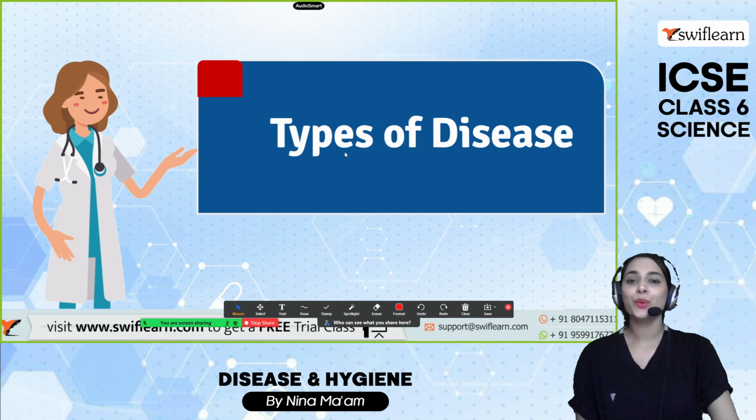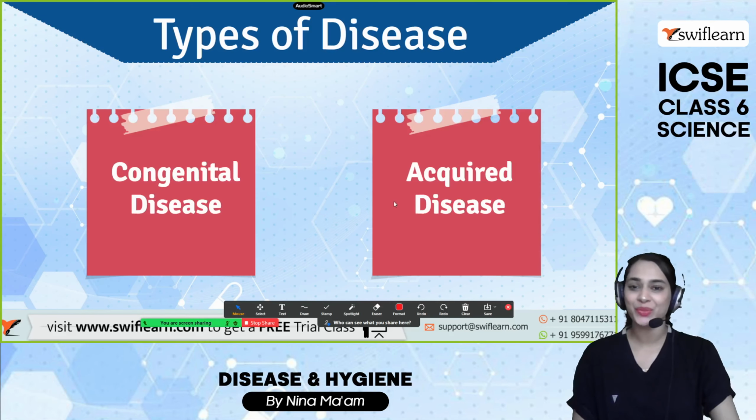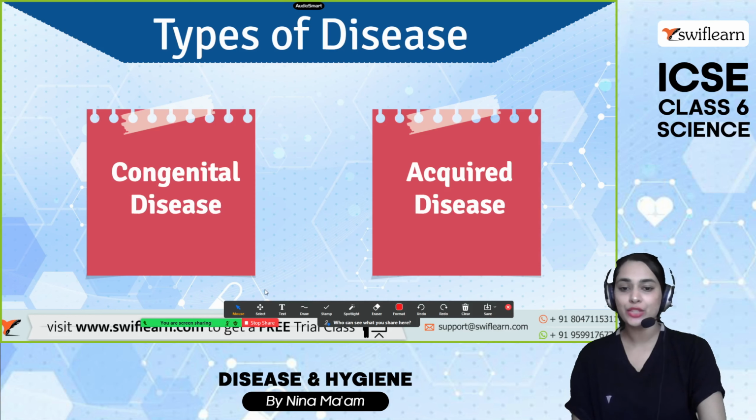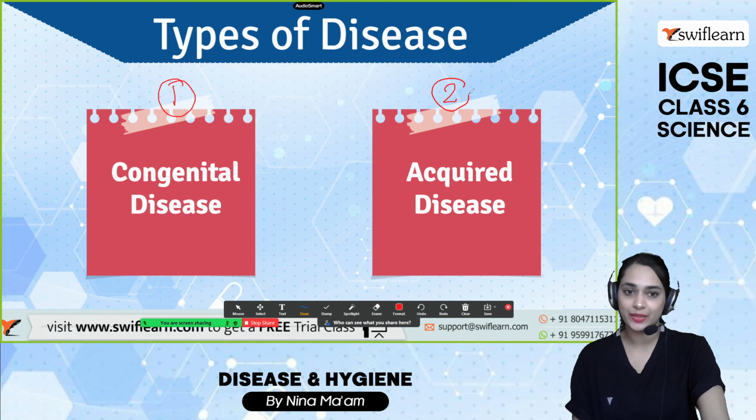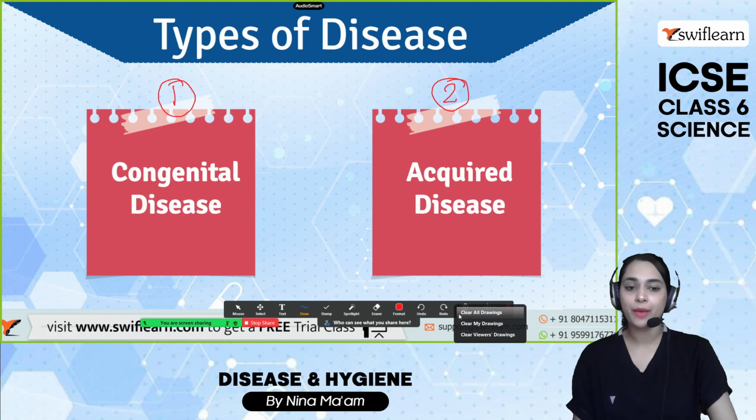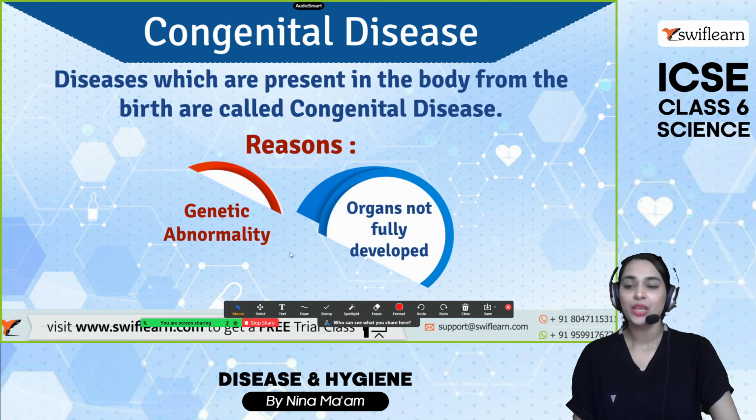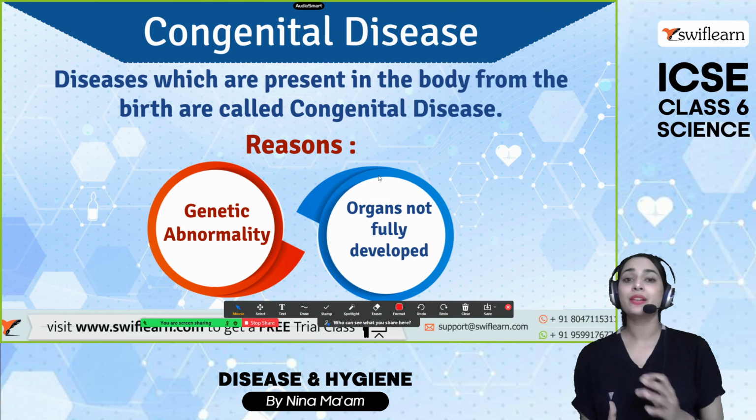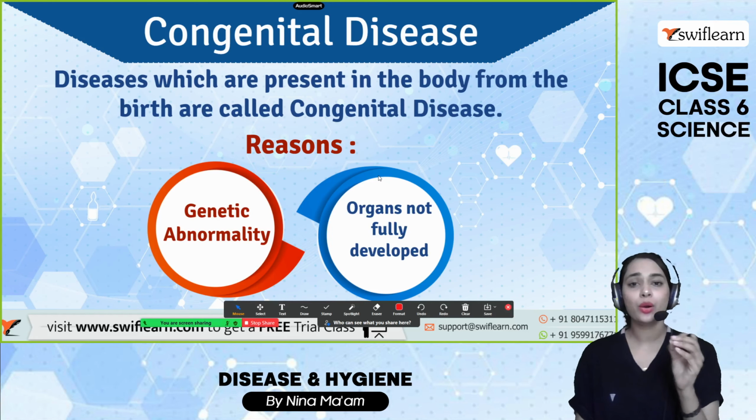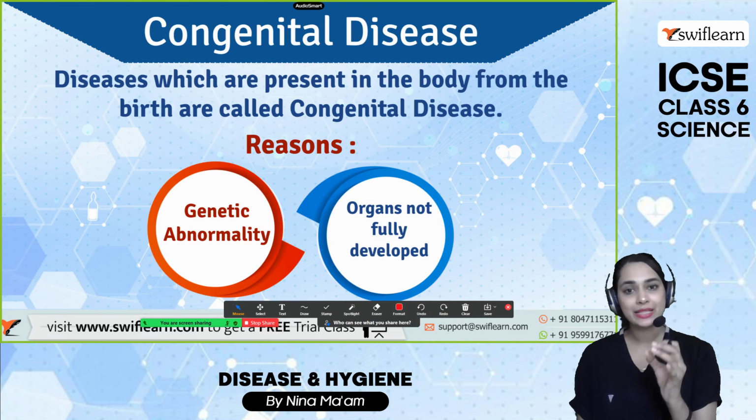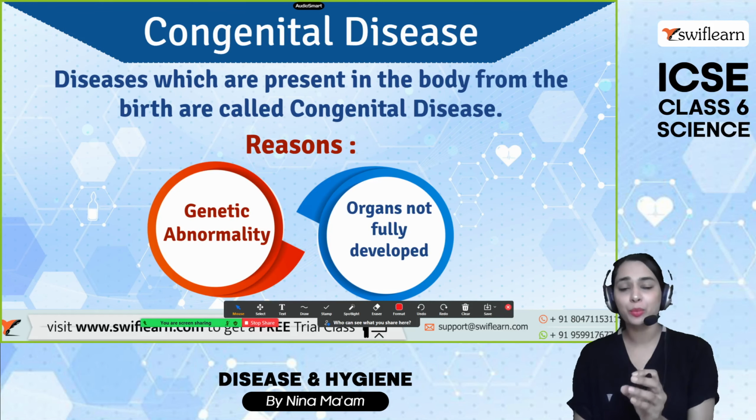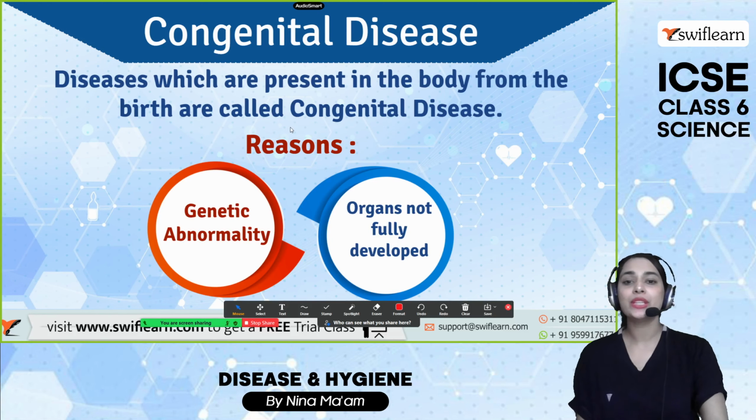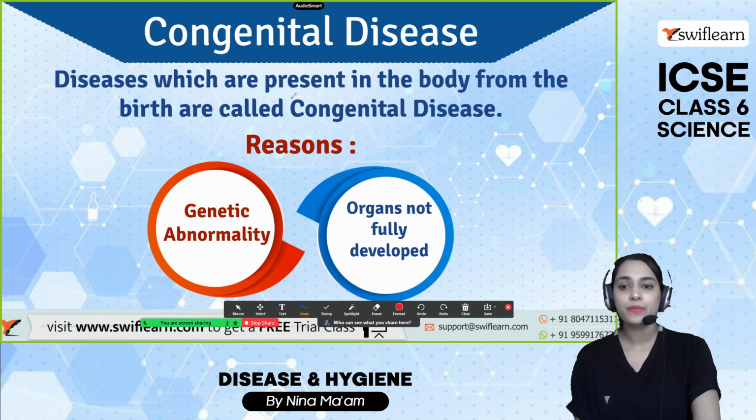And over here, the types of diseases. We can divide the disease into two main categories, and the first one is the congenital diseases and the second one is the acquired diseases. So do you know what is meant by congenital diseases? Congenital disease means, you may have heard that a baby is born with a hole within his heart. So the heart disease is there from the birth, right? The diseases which are present in the body from the birth are called congenital diseases.